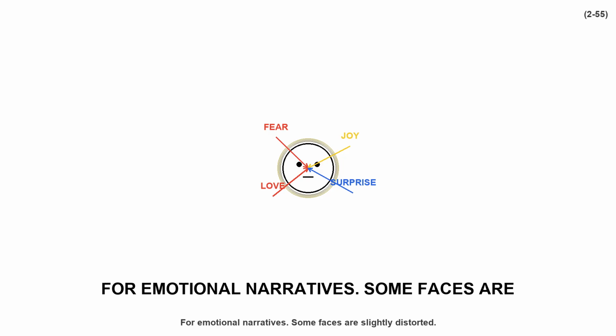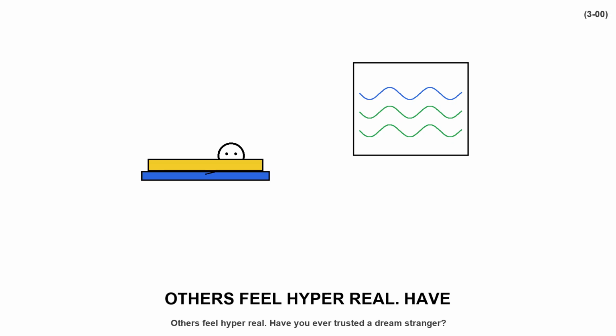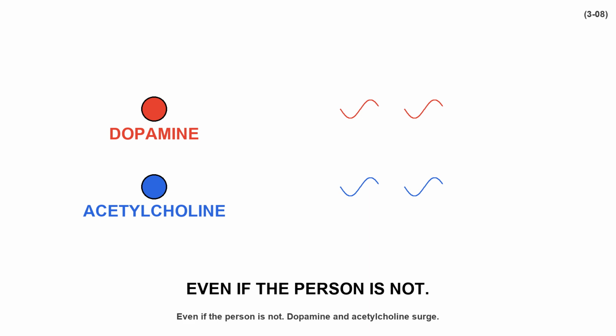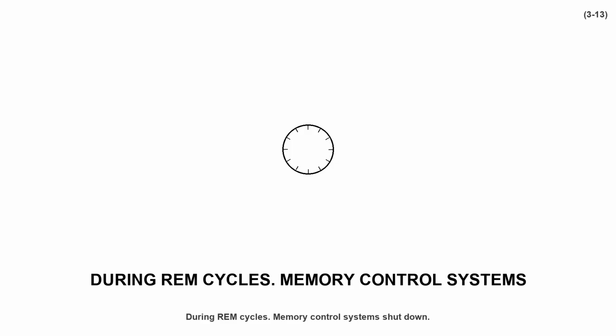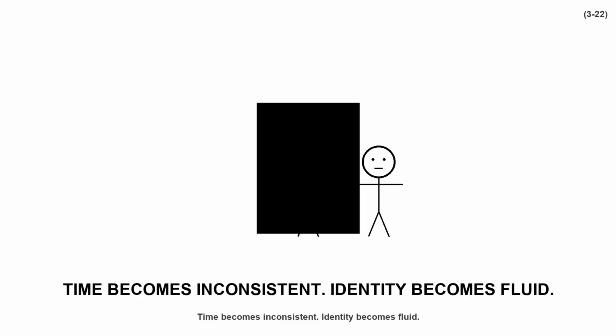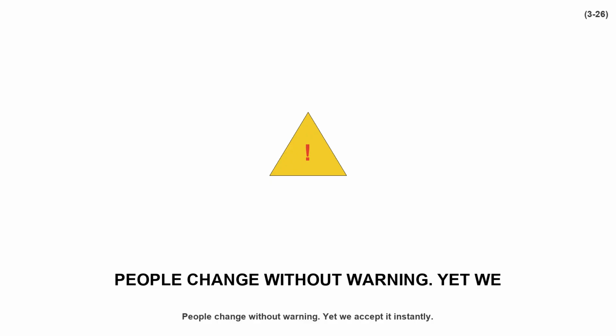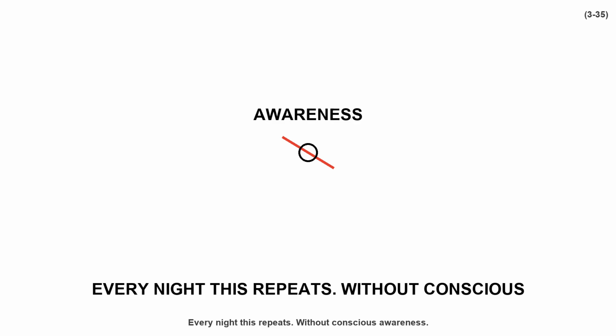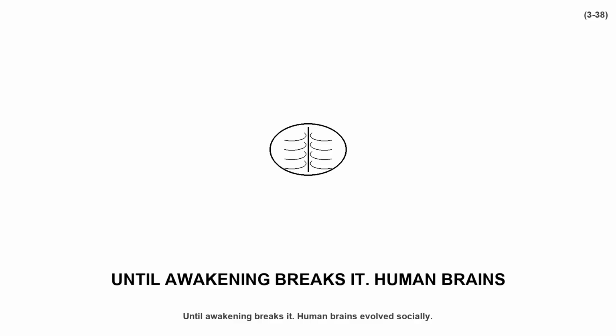Some faces are slightly distorted. Others feel hyper-real. Have you ever trusted a dream stranger? Even felt love for them? These emotions are chemically real. Even if the person is not. Dopamine and acetylcholine surge. During REM cycles. Memory control systems shut down. So invention feels authentic. Dream logic replaces waking logic. Time becomes inconsistent. Identity becomes fluid. People change without warning. Yet we accept it instantly. The brain does not question reality. It constructs it instead. Every night this repeats. Without conscious awareness. Until awakening breaks it.